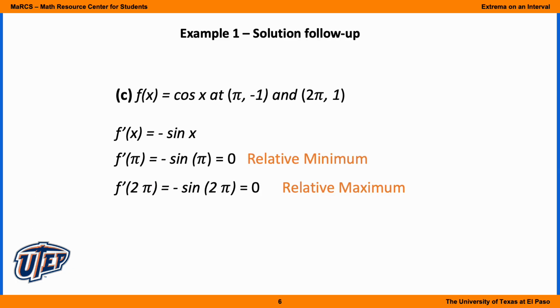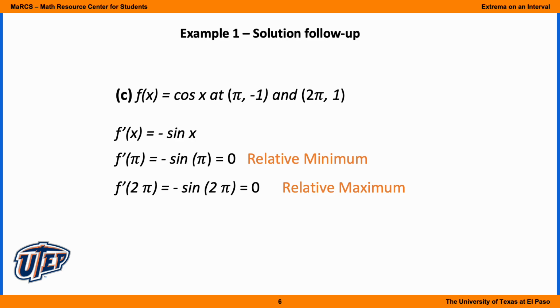Now we have our last example, part c, where f of x is equal to cosine of x. We repeat the process and compute the derivative. So f prime of x is equal to negative sine of x. We set that equal to 0, and on the interval that we're looking at, negative sine of x set equal to 0 occurs when x is equal to pi, and when x is equal to 2 pi. Now plugging in pi into our original function, f of x, will yield cosine of pi, and that is equal to negative 1. So for our relative minimum, we have the point (pi, -1).